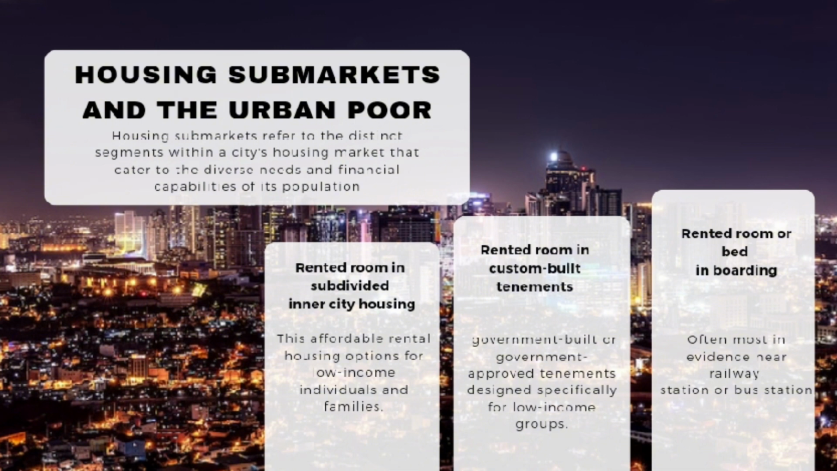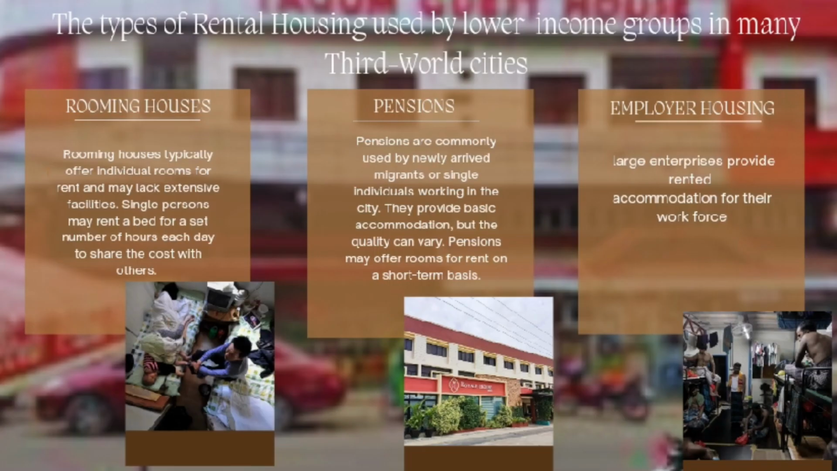Next is rented room in custom-built tenements. It is government-built or government-approved tenements designed specifically for low-income groups. Next is rented room or bed and boarding, often most in evidence near railway station or bus station. Okay, these are the types of rental housing used by lower income groups in many third world cities.